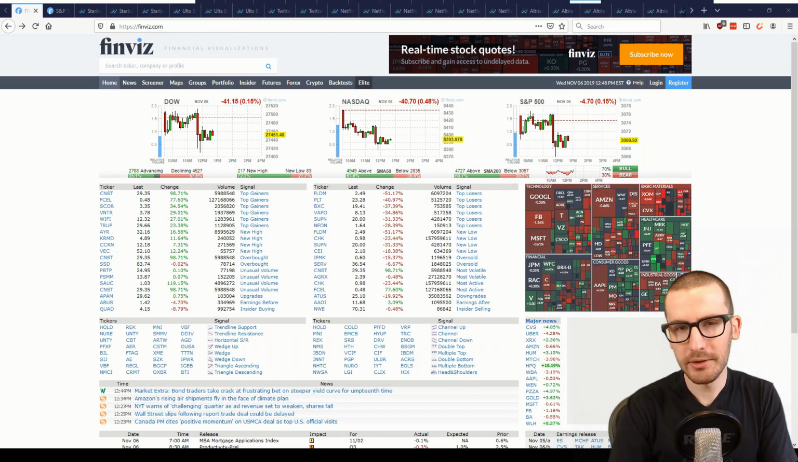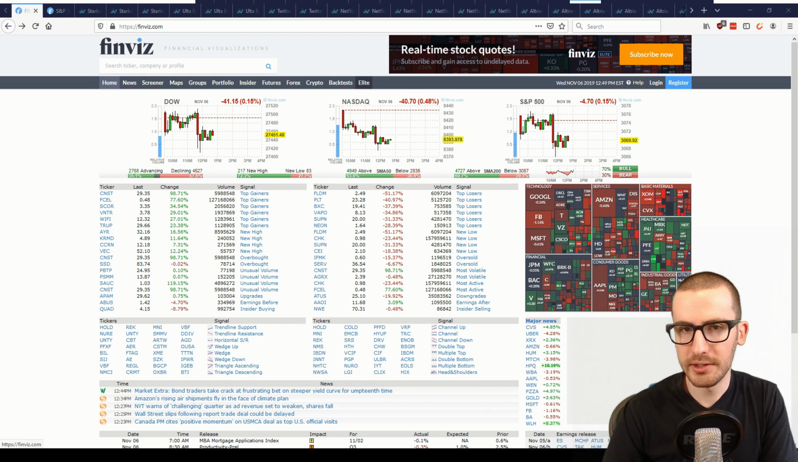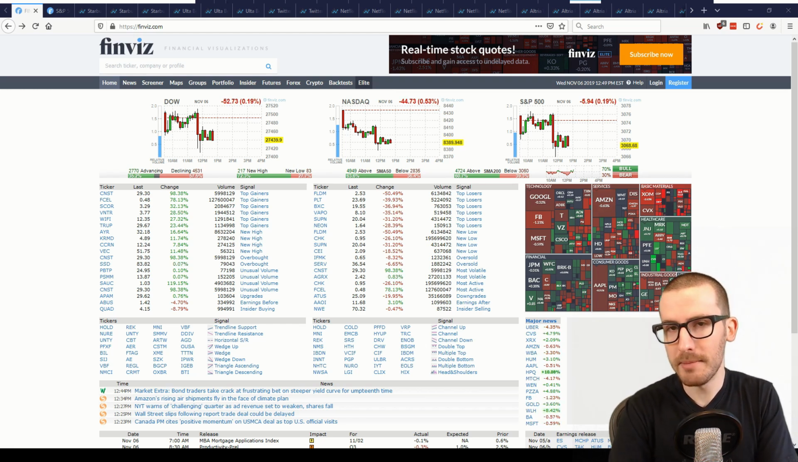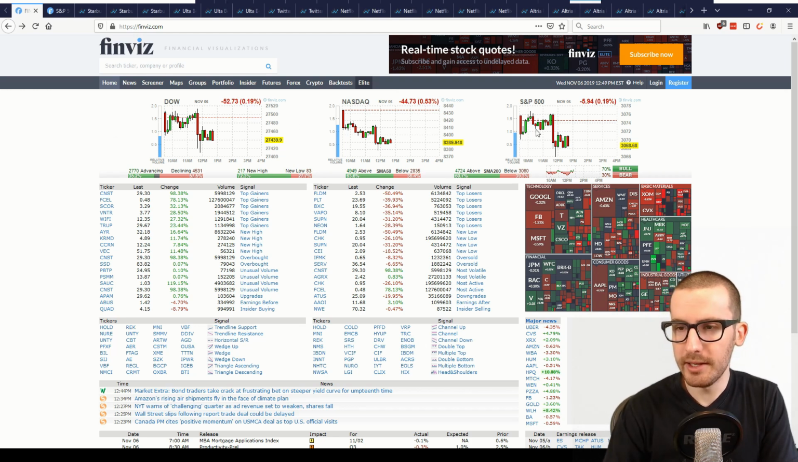So to begin, let's start off with an overview of the tools and the websites that we'll be using. The heat maps that we'll be using are from a website called Finviz, short for financial visualizations. And in my opinion, it has one of the best heat maps for visualizing the entire market at a glance. You can access the heat map by clicking on the heat map over here on the right, or by navigating on the ribbon and clicking on Maps.